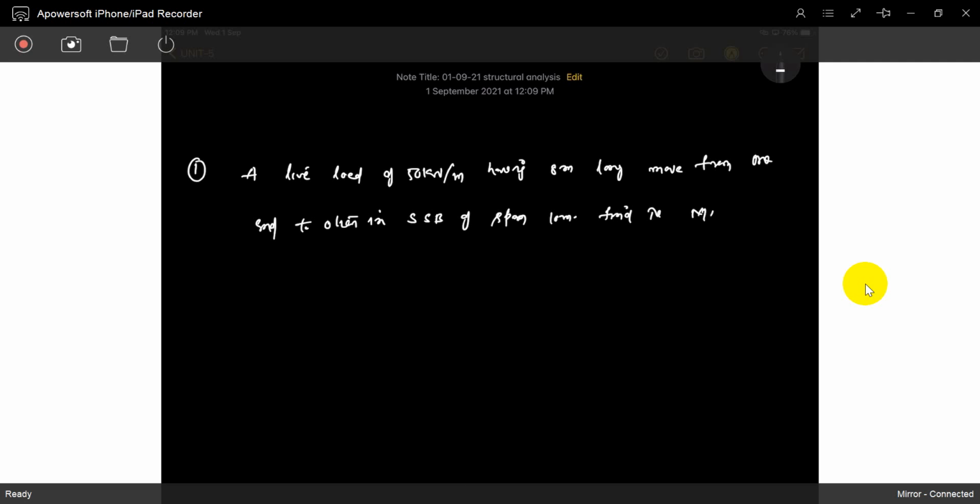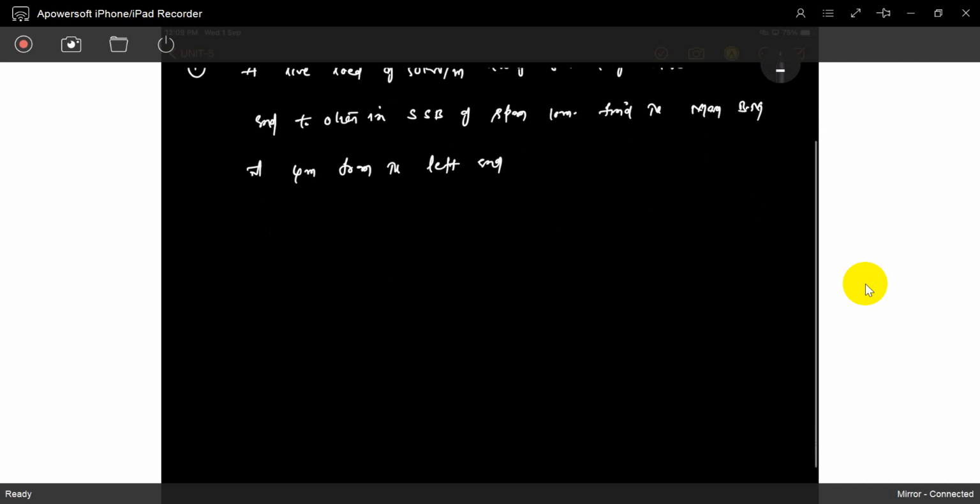Find the maximum bending moment at 4 meters from the left end. Okay, that's the problem, very simple.